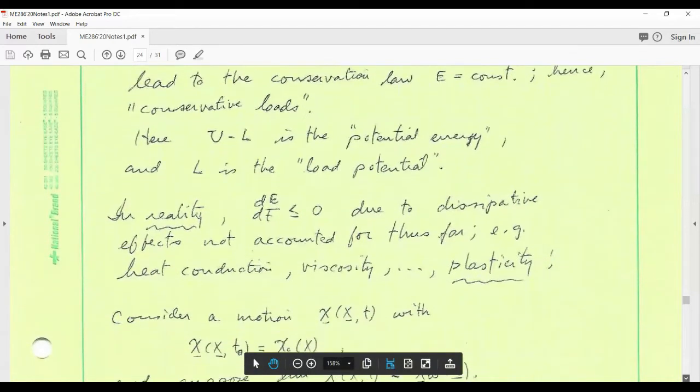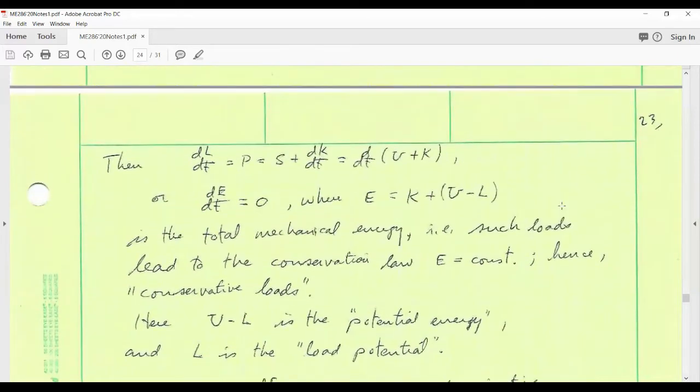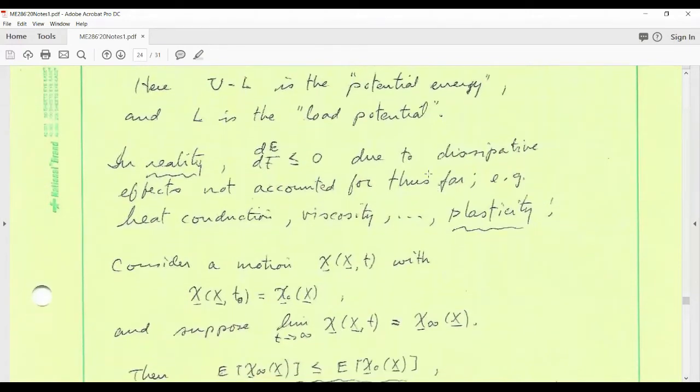Okay, so we have this energy conservation law. Underlying this conservation law was the assumption of pure elasticity, which is an idealization of reality, right? We have the stress power being the time derivative of some energy. In reality, real materials exhibit other effects, non-elastic effects, which are dissipative in nature. In other words, they have the feature that even with the same loading conditions, the energy as we've defined it, the same definition of the energy based on a strain energy function, kinetic energy, and load potential, its time derivative will actually be less than or equal to zero.